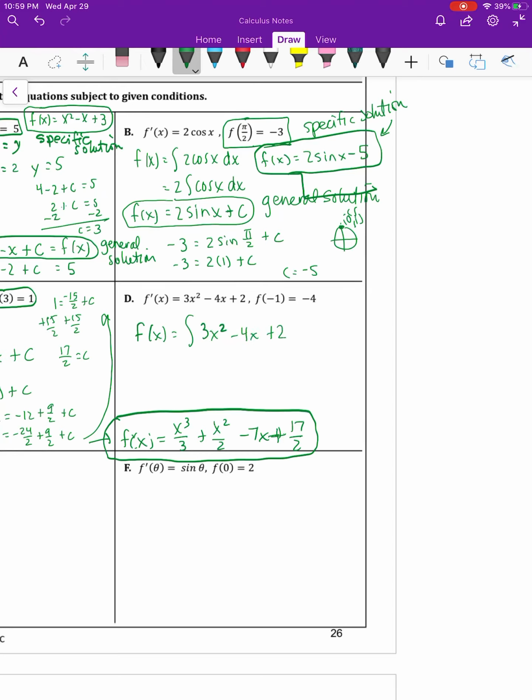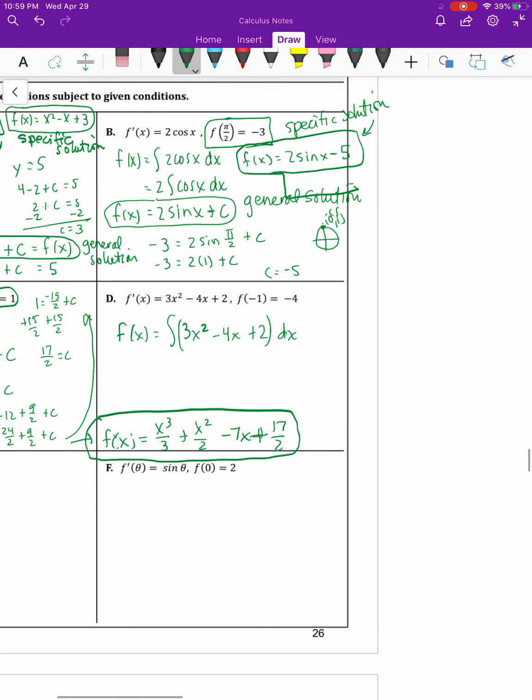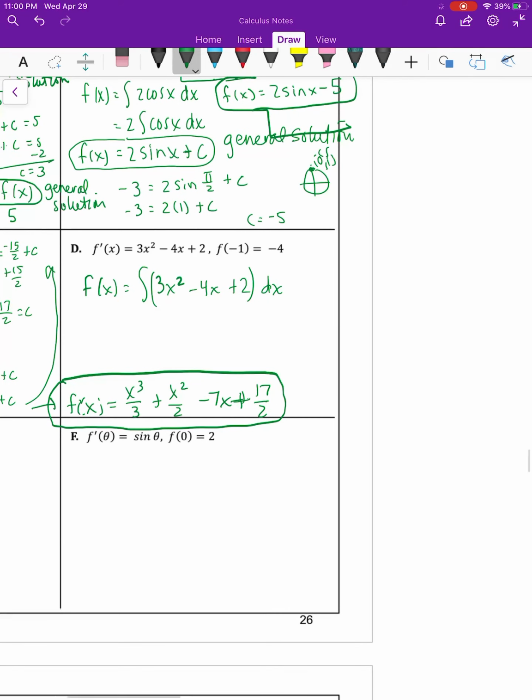So letter D. F of x is going to be the integral of 3x squared minus 4x plus 2 dx. And guys, I hope that you're stopping the video and trying to solve the integral on your own. I think that is probably the way to go. So if you want to do that real quick and then come back to this.